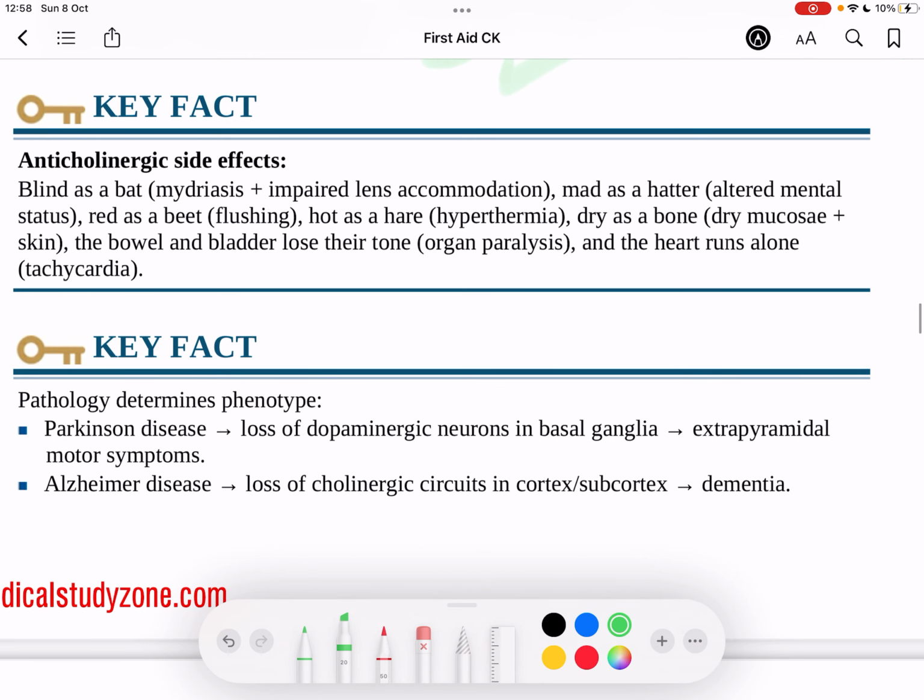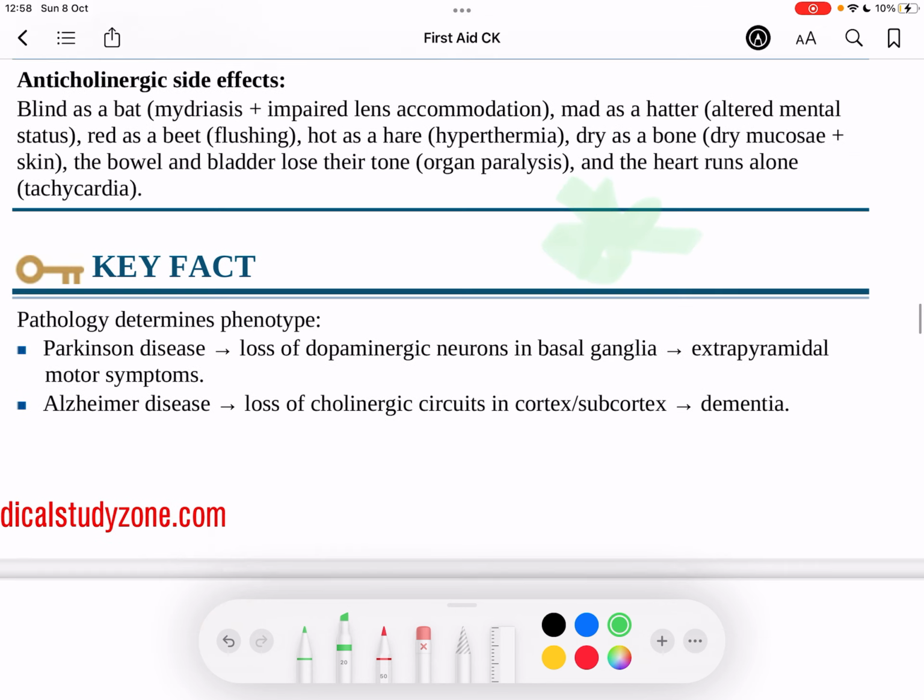I'm not going to go over the anticholinergic side effects, but do bear in mind if your patient with Parkinson's is taking anticholinergic drugs, they can have an anticholinergic toxidrome, so always look out for that in questions.